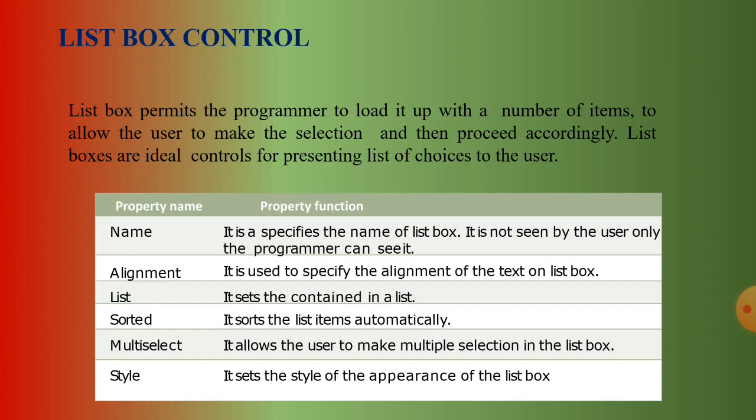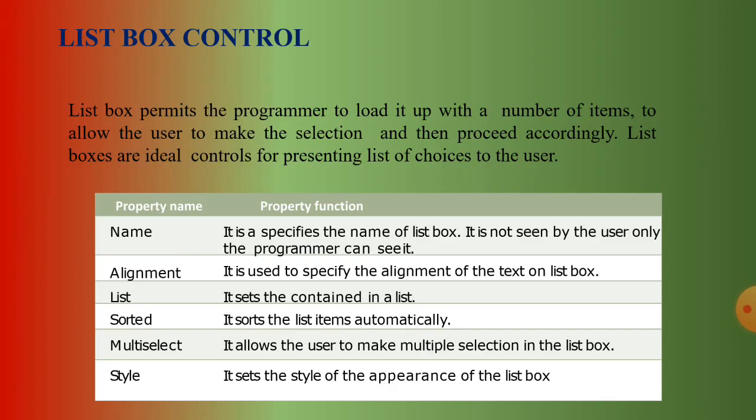Suppose I want to enter numbers from 1 to 100 in a particular list box. I will enter them one by one using this list box control. We can enter any number of values into this list box control. List boxes are ideal controls for presenting a list of choices to the user. In that list of items, we can make a choice of any one item. So that is the use of this list box control. The properties of this list box control are name, alignment, list, sorted, multi-select, style.